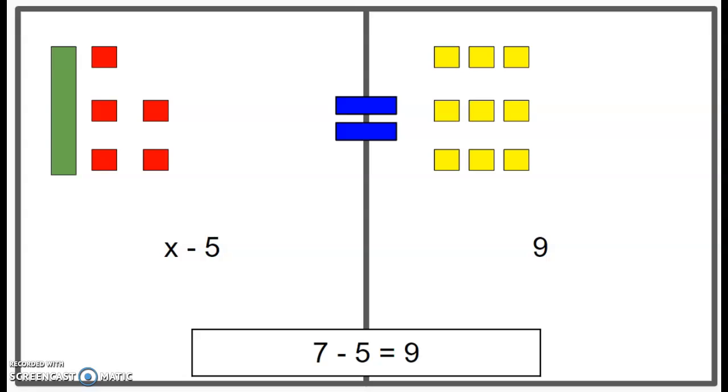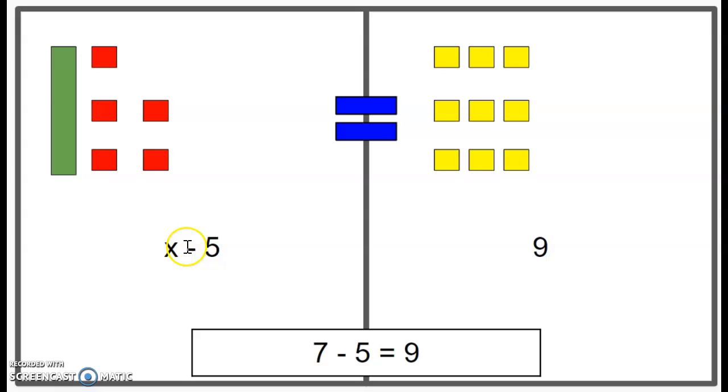All right, here is the modeling and tutorial for this problem. We have one green block, which is our x, and then we have 5 red squares, which means they're negative. Each one is a -1, and so when I add them up together, I have -5.